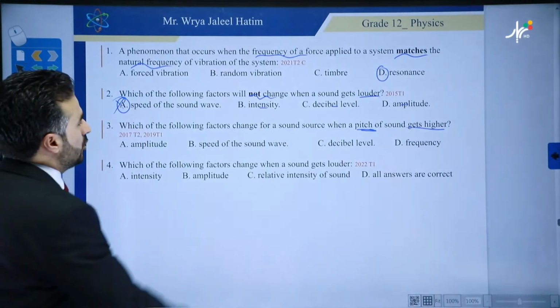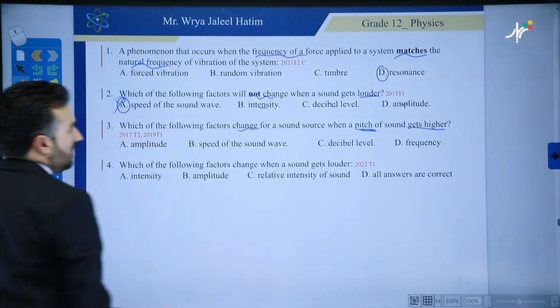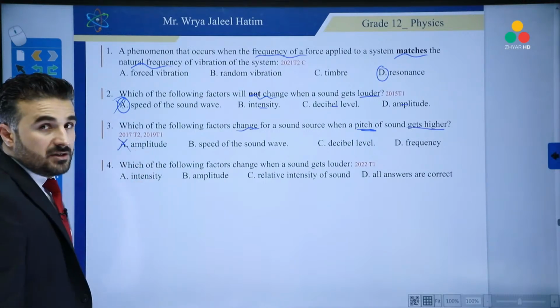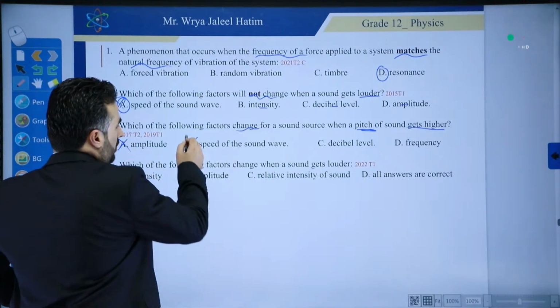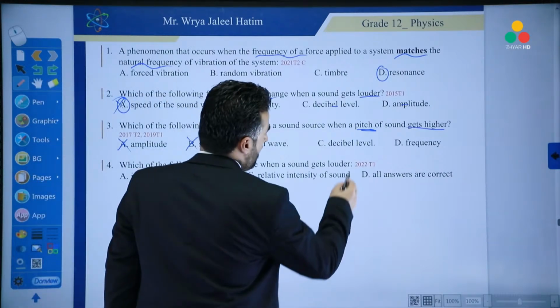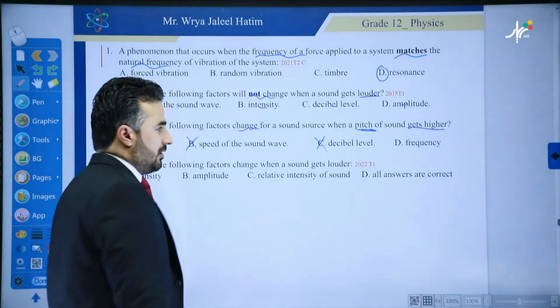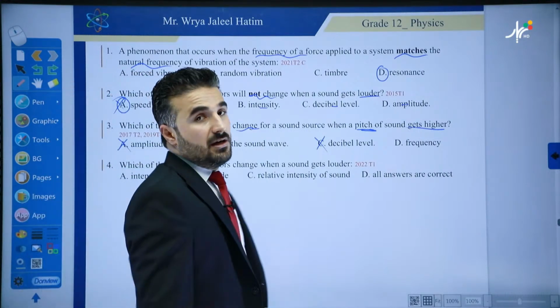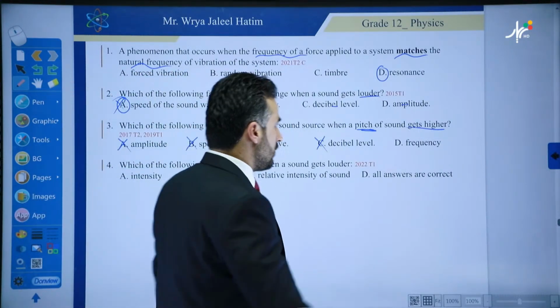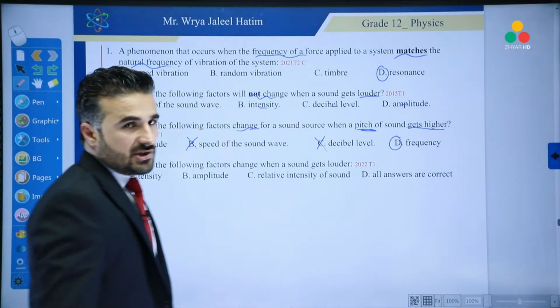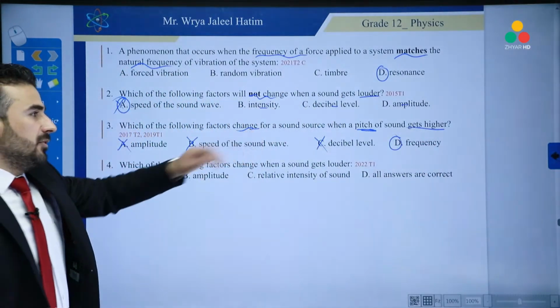So which of the following factors change when the pitch of a sound changes? Can we say the amplitude? No, amplitude is related to the loudness. What about the speed of the sound? We said as long as it is the same medium, the speed of the sound won't be affected. What about the decibel level? That is also related to the loudness, sort of like a logarithmic function, of course. So one thing that gets changed for sure is the frequency.